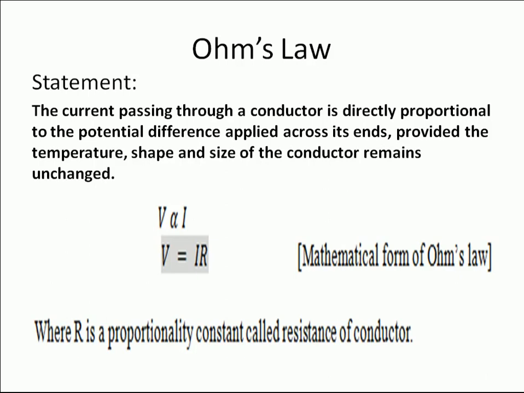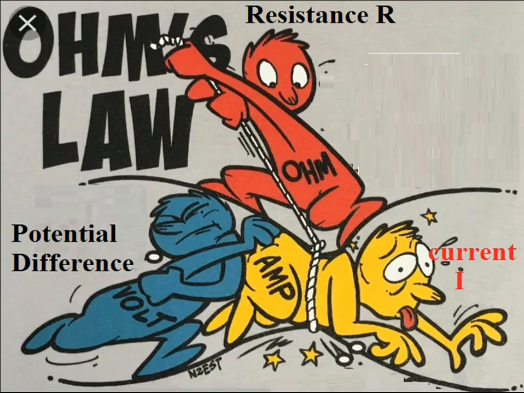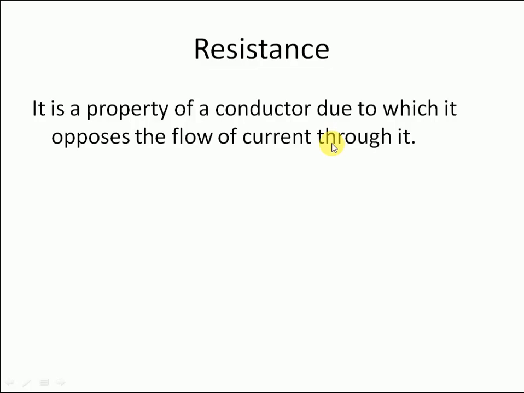Now let's see what is the definition of resistance. From this picture we can see that potential difference will try to push the current and resistance is trying to stop the current. So resistance is nothing but the property of a conductor to oppose the flow of current.